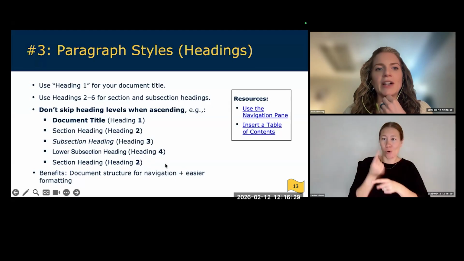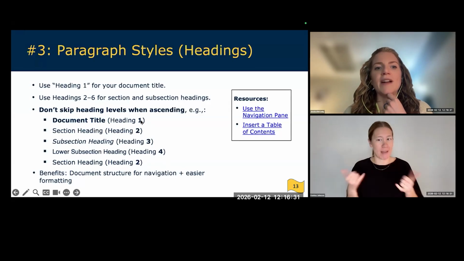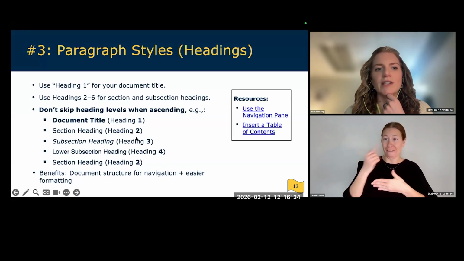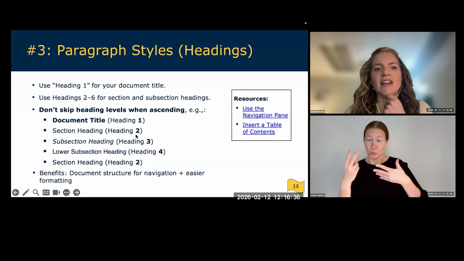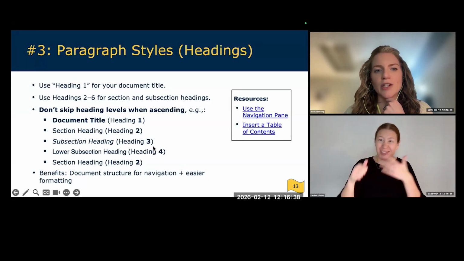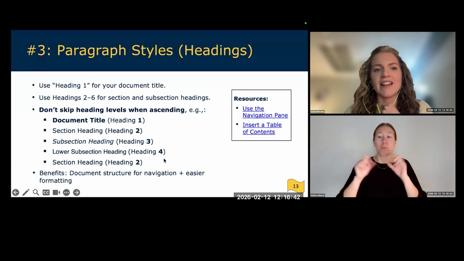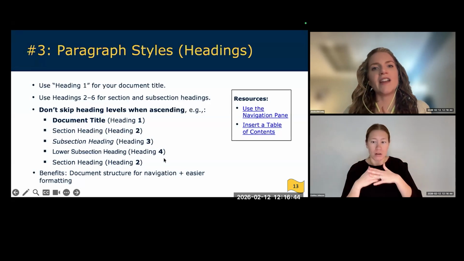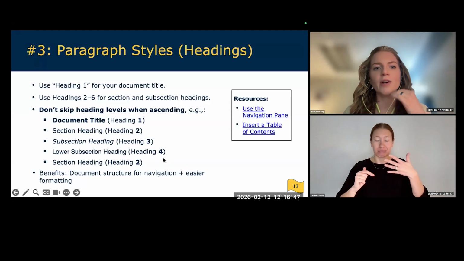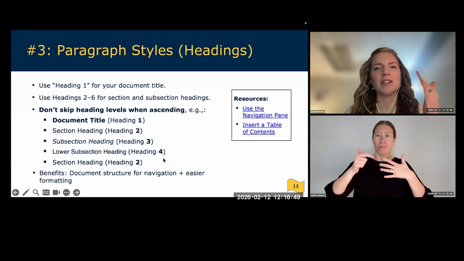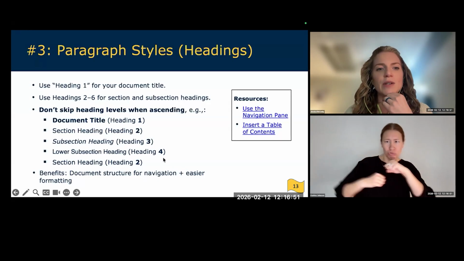So I've got an example here where you can move from heading 1 to heading 2 for a section heading, then from that section heading level 2 to a subsection heading, heading level 3, and then down to a lower subsection heading, heading level 4. It's okay to jump backwards or in descending order between heading levels because that still semantically makes sense to users.